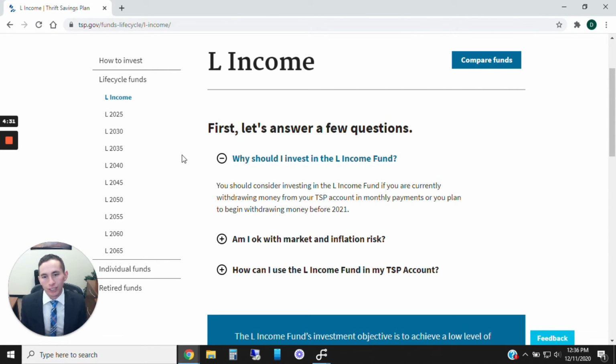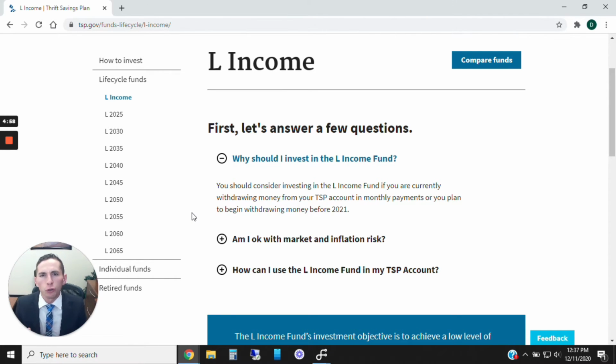So the question is, which L fund is the best for me? Do I simply pick the one that matches up with my retirement date, or what makes sense for me? And first, I will tell you this. I think the L funds can be extremely helpful, but sometimes they don't make sense for everyone. I've seen situations where they do not make sense at all, even when you pick the date that matches up perfectly with the day that you want to retire.